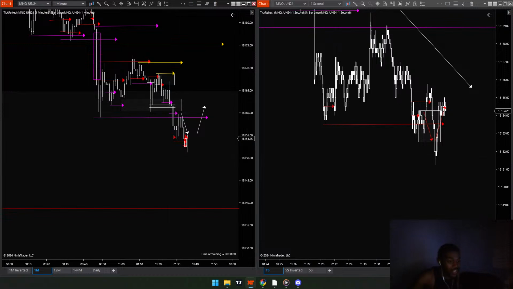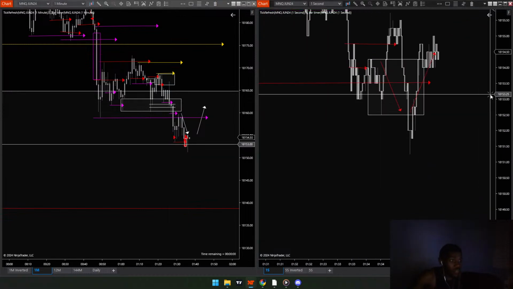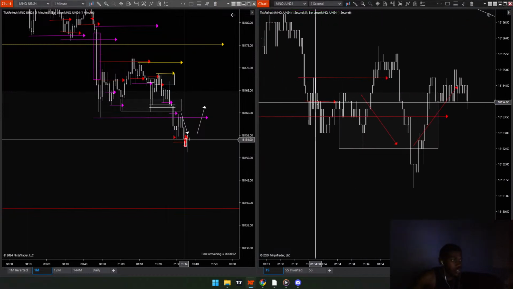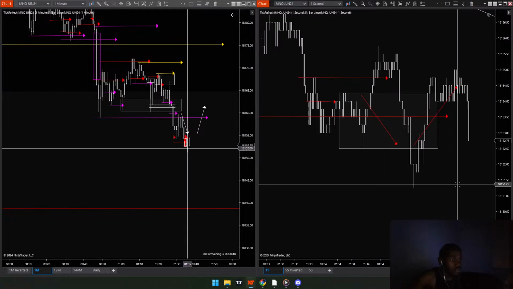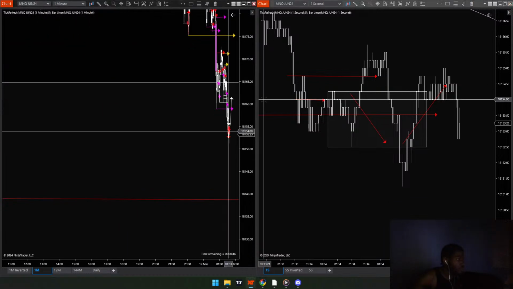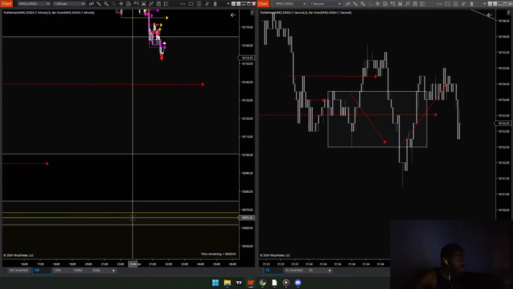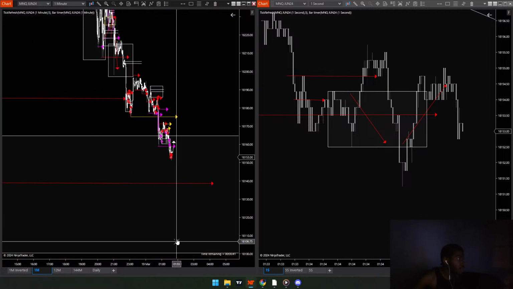3 times I would have lost if I had revenge traded. My first idea was, oh shit, we can get this candlestick flip. Oh, ran. Because I know that we're not at a higher time frame area yet.